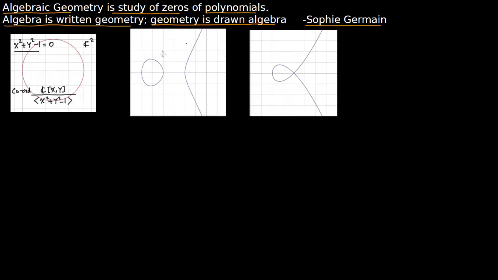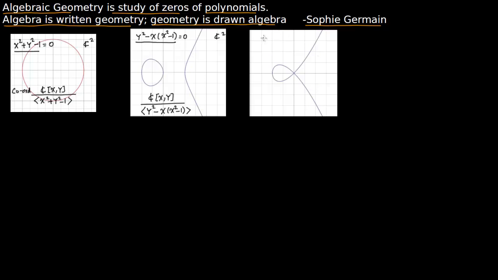Now another example. Say you have a curve like this, and this curve has an equation y² − x(x² − 1) = 0. So this is again in C². Corresponding to this, you again have a coordinate ring. This is C[x,y], which corresponds to C², and you modulo out this ideal. So this ideal is 0 in C². It also becomes 0 in this ring. Now again, this is called the coordinate ring associated with this polynomial.